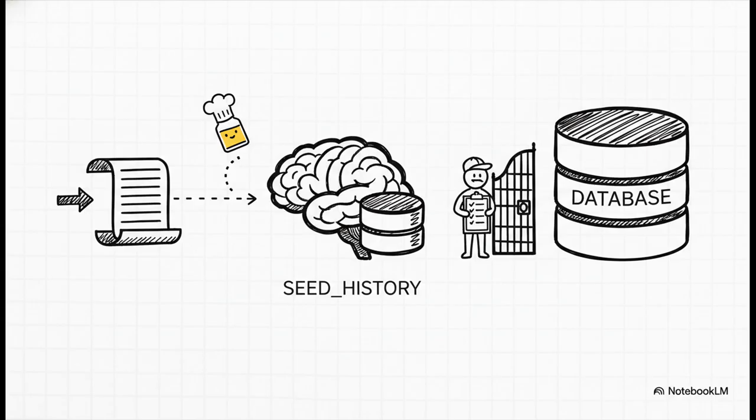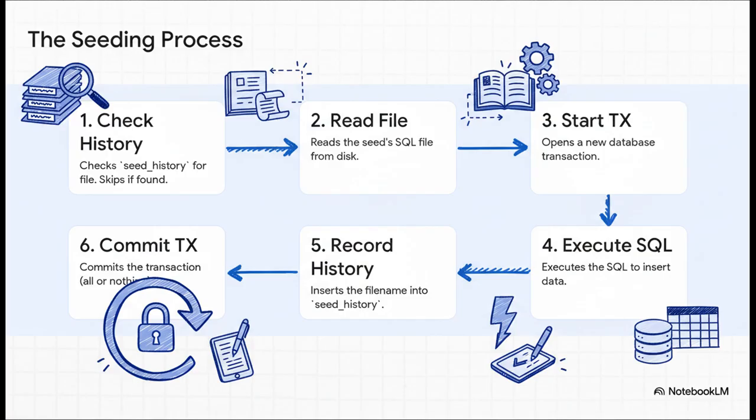The secret sauce, the real magic here, is a simple, dedicated tracking table. Let's call it seed_history. You can think of this as the system's own little memory. Before it even thinks about running a data script, it just peeks into this table and asks, hey, have I done this one before? And that simple check builds into this really clean 6-step process.